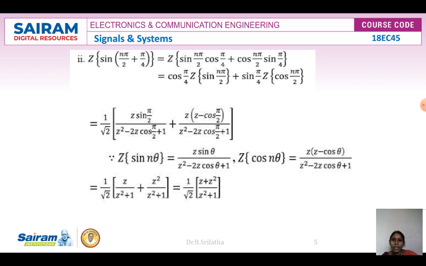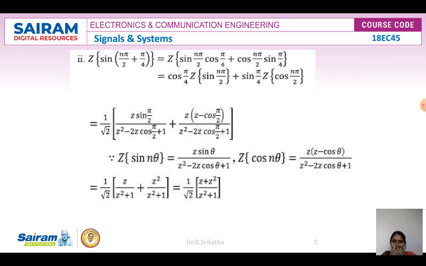Now the second one is Z transform of sin of (n pi by 2 plus pi by 4). This is in the form of sin (a plus b). Sin (a plus b) is sin a cos b plus cos a sin b. So here sin a is sin n pi by 2 into cos pi by 4, plus cos a, which is cos n pi by 2, into sin b, and sin b is nothing but sin pi by 4.